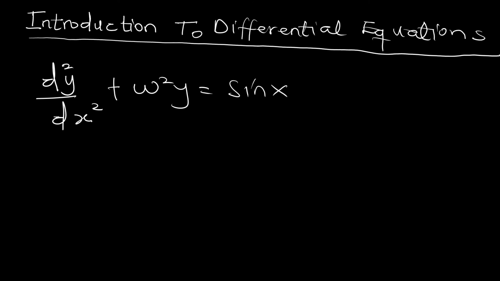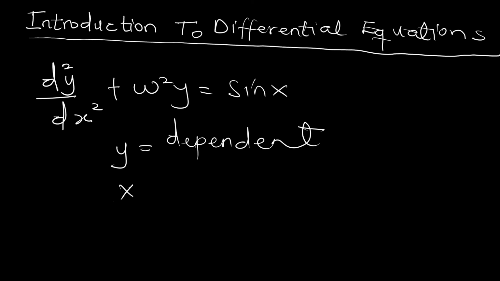In this differential equation, where is the dependent variable and where is the independent variable? In this case, the y becomes the dependent variable, and the x becomes the independent variable, because we differentiated y with respect to x.